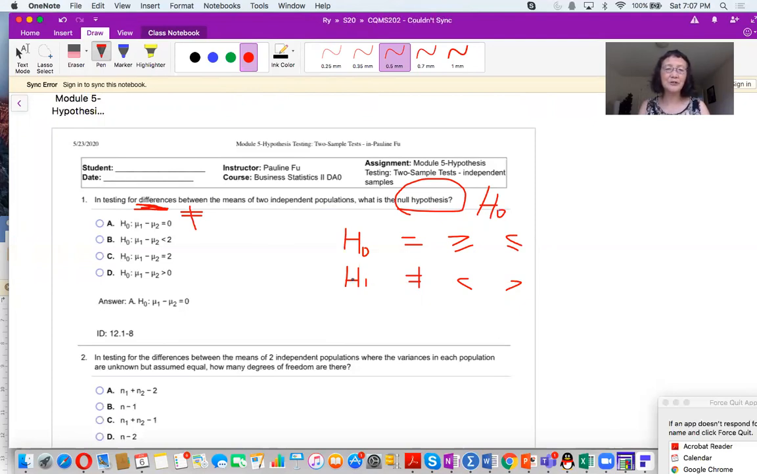So when you have not equal as H1, you must select the pair where H0 says equal. That's why A is equal, C is also equal. But A says equal to 0, C says equal to 2. So only A is correct. All the rest are wrong. Okay.